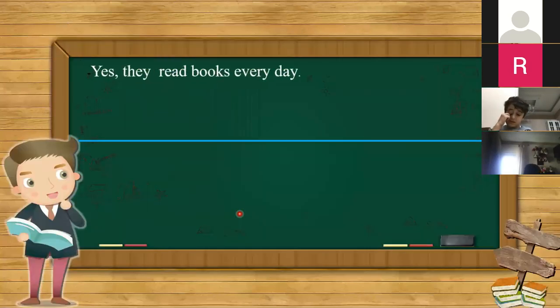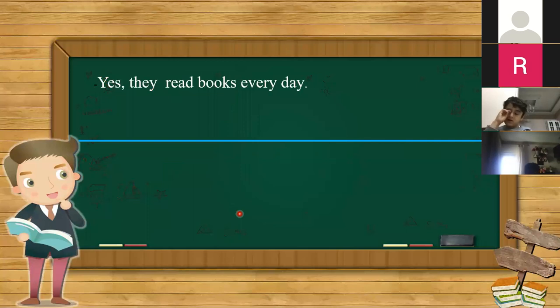Please, when the answer is yes, like this one, yes, they read books every day, please don't forget when you cross yes, write here, look at the pronoun. If it's they or I or we or you, write do here, to make it easy for you. To make scissors, we make scissors between do and they. Remember, this step is very important.